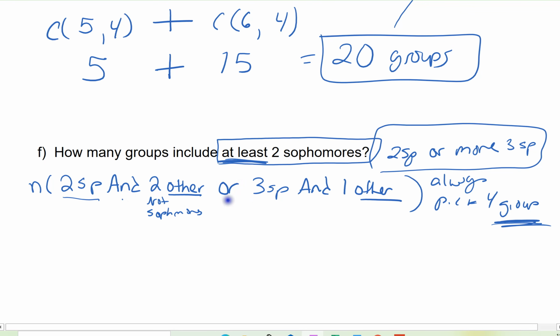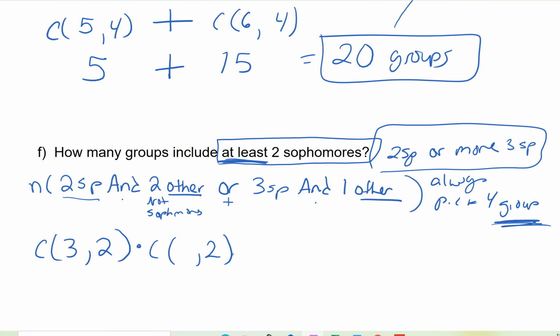Make sure I use multiplication when I do and, addition when I do or. Right, and this time I've got ands and ors. Alright, so first I'm picking 2 sophomores. So combination, I'm picking 2 sophomores out of 3. And I need 2 others, which means I need my seniors, juniors, and freshmen. Well, there are 5 seniors, 6 juniors, and 7 freshmen. So when I add 5, 6, and 7, that means there are 18 others. So I picked 2 of the 18 others. Or I could have taken 21 minus 3. That would have been faster.